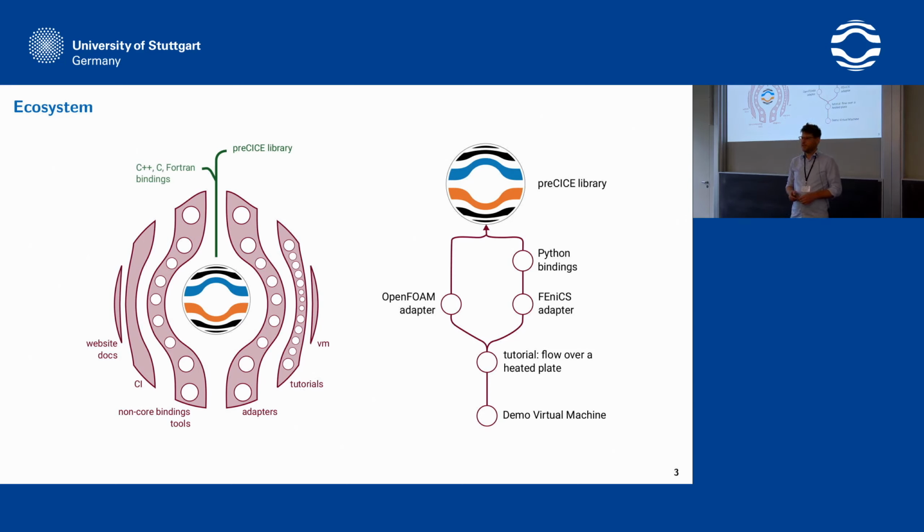And if you look at it from a different angle, you can look at the dependencies and draw such a dependency graph. For example, for a certain tutorial, which is available in the virtual machine, you need the OpenFOAM adapter, but you also need the FEniCS adapter. The FEniCS adapter needs the Python bindings, and both need the preCICE library. So you see that all of these components are connected. In a way, this was very powerful for a long time. We could split up these concerns and work on these projects individually, but we also need to be sure that they work well together.